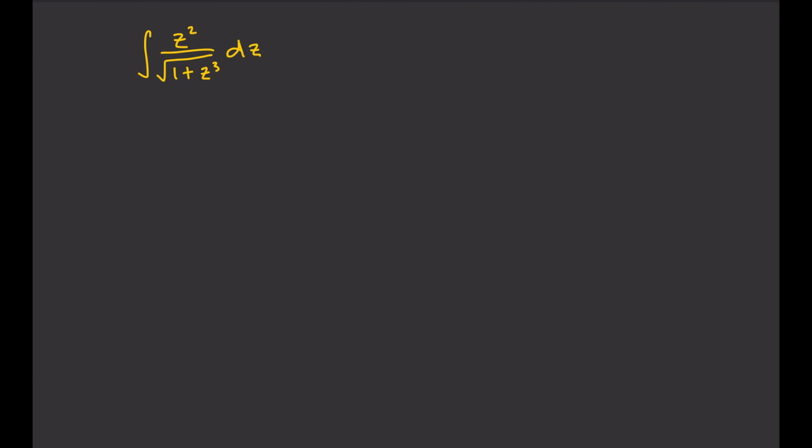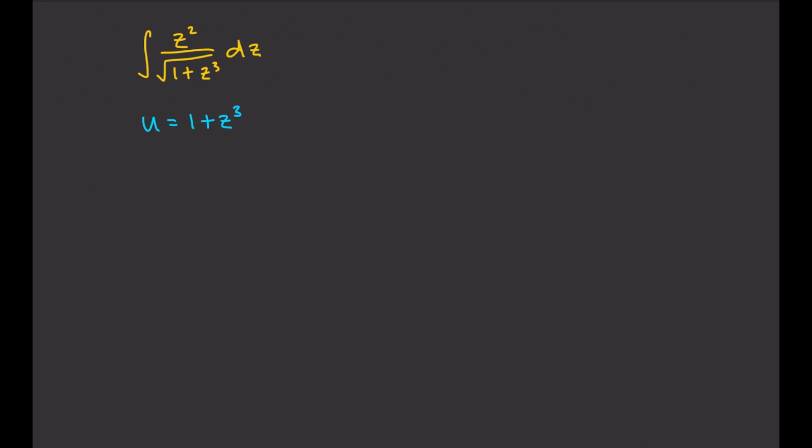Well, if you look at this expression right here, that's 1 plus z cubed, and if you find the derivative of that, that gives you 3z squared. So we don't have a 3 here, but we have a z squared, so that gives us a clue that we can use a substitution here. Okay, so let's set up the substitution. So let's make u equal to 1 plus z cubed.